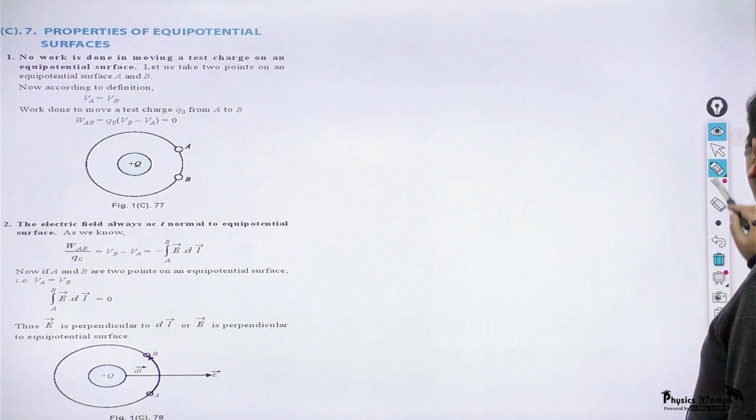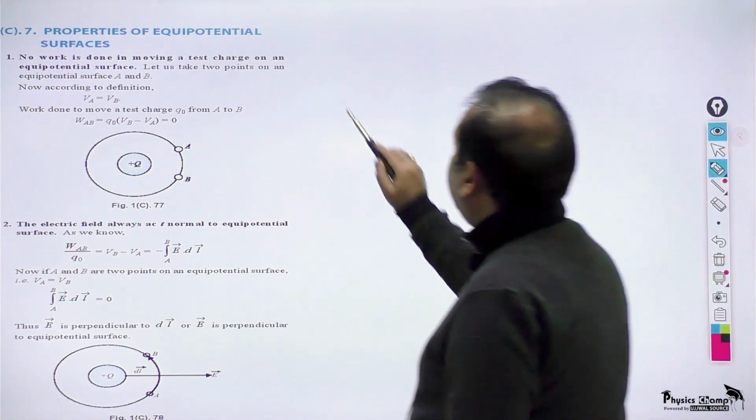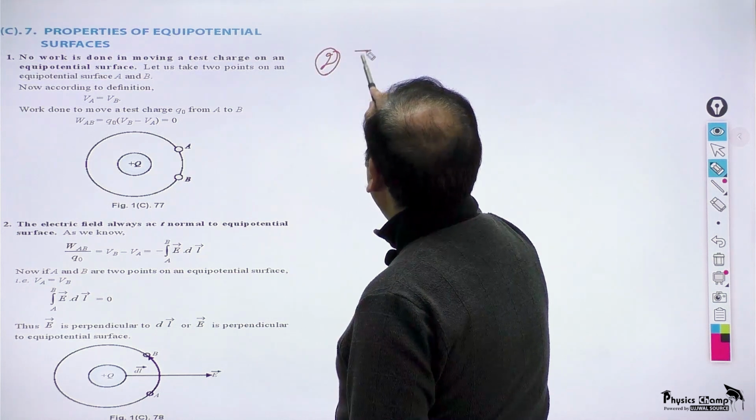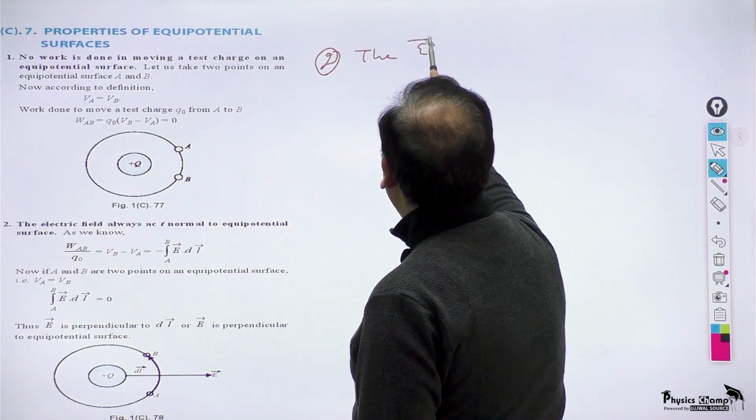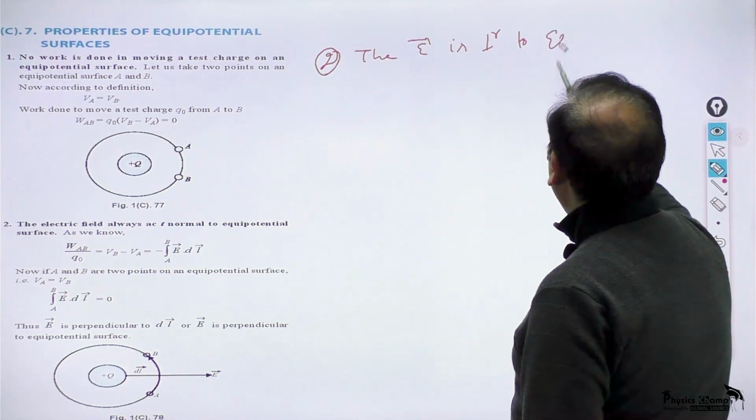Let's talk of property number 2. Property number 2 is that the electric field is perpendicular to the equipotential surface.